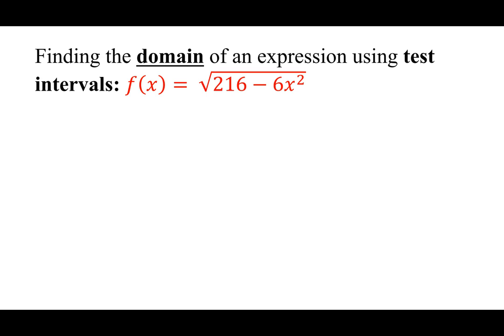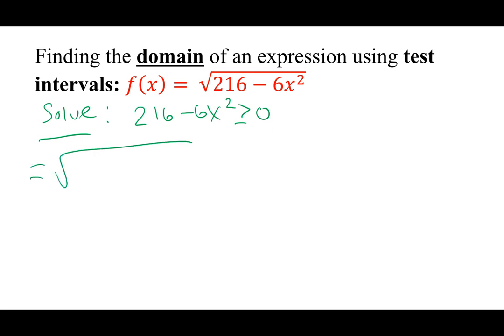Here's what the question is actually asking. If you're being asked for the domain of the following, what you are actually trying to do is solve the inequality 216 minus 6x squared is greater than or equal to 0. You need whatever is under the radical to be greater than or equal to 0. So you're going to go ahead and try to do that the same way you would using what we just set up. You're going to start by factoring under the radical.